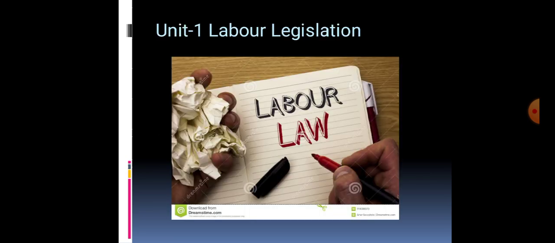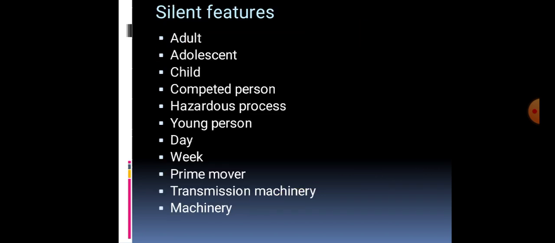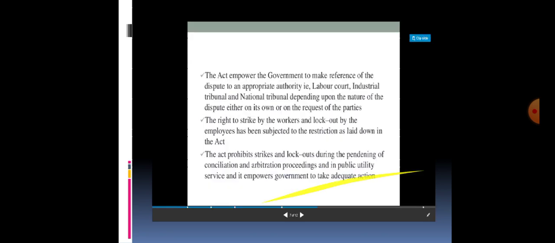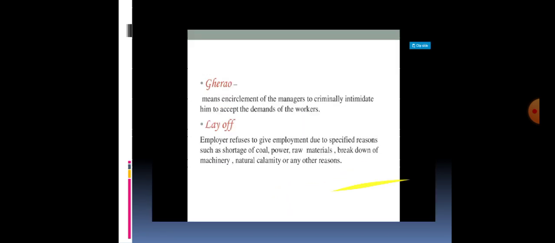In previous classes, we have discussed three important acts. The first one was the Factories Act 1948. Then we discussed the Industrial Disputes Act 1947. And in yesterday's class, we discussed the Industrial Employment Standing Orders Act 1946. So in today's class we'll be discussing different procedures which are related to the standing orders. Let's discuss it one by one.